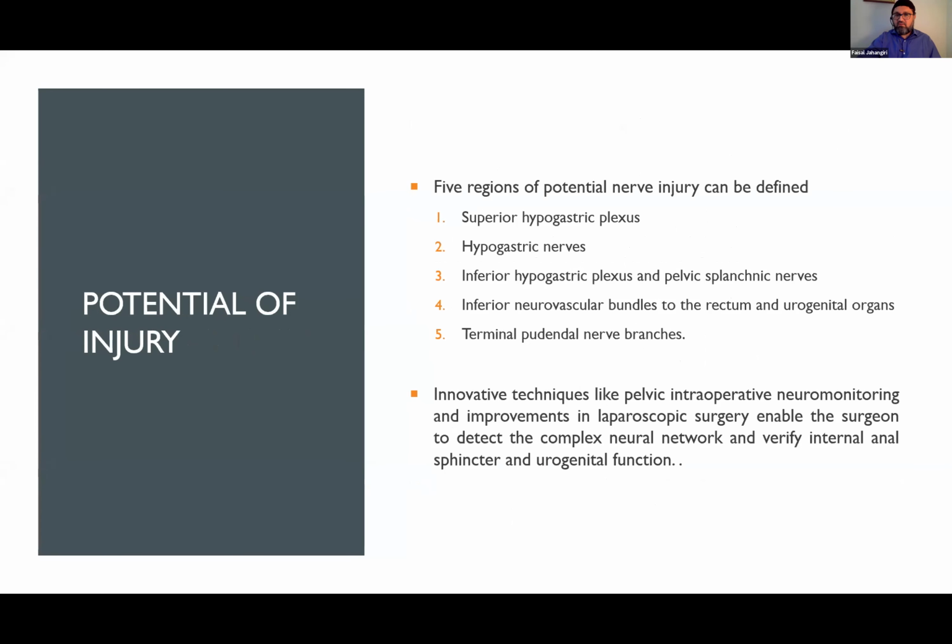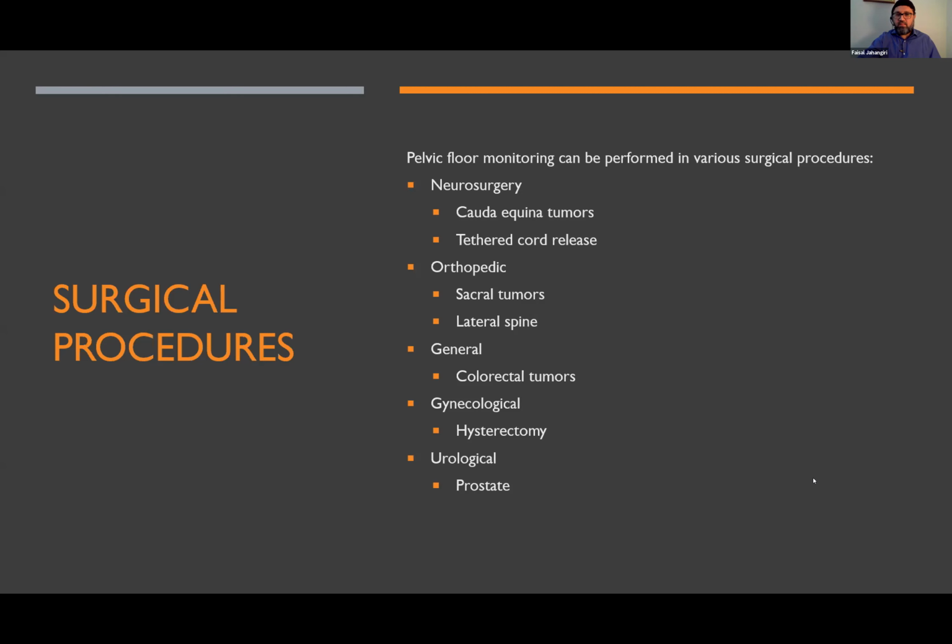There are 5 regions of potential nerve injury that can be identified. You have the superior hypogastric plexus. We have the hypogastric plexus nerves. We have the inferior hypogastric plexus and inferior neurovascular bundles to the rectum and urogenital organs, and terminal pudendal nerve branches. So innovative techniques like pelvic floor neuromonitoring, important in laparoscopic surgery, enable the surgeon to detect the complex neural network and verify the internal anal sphincter and urogenital functions.